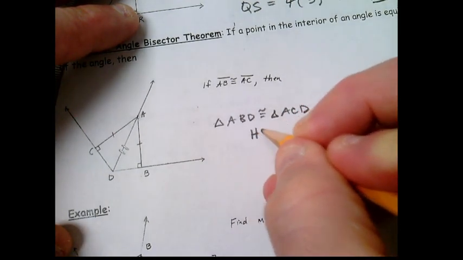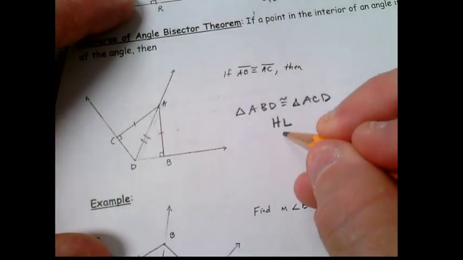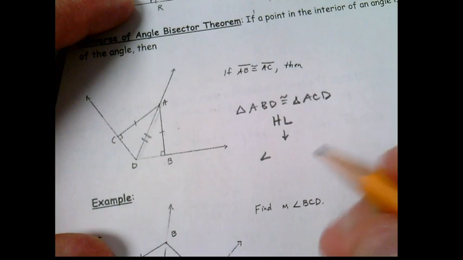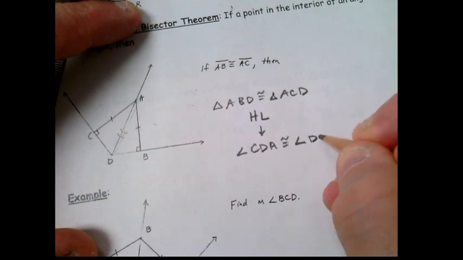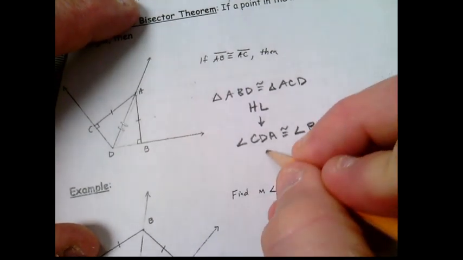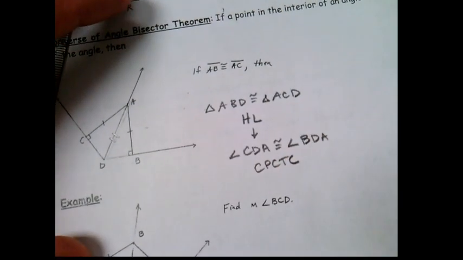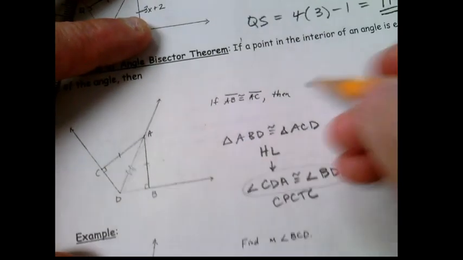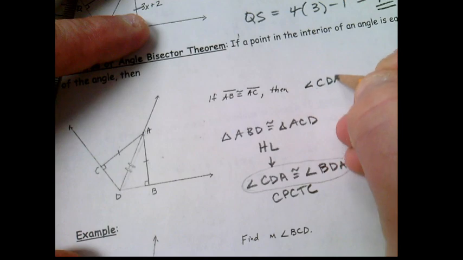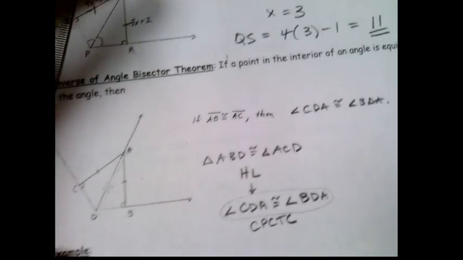by hypotenuse leg. That's a little harder to see, but there's the hypotenuse and there's the legs, okay? And if that's the case, then angle CDA is congruent to angle BDA by CPCTC. Okay? So the key here is this right here. This is what we're getting at, okay? So then angle CDA is congruent to angle BDA. That's the final conclusion, okay?